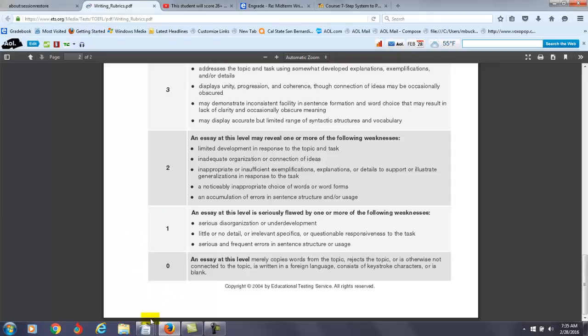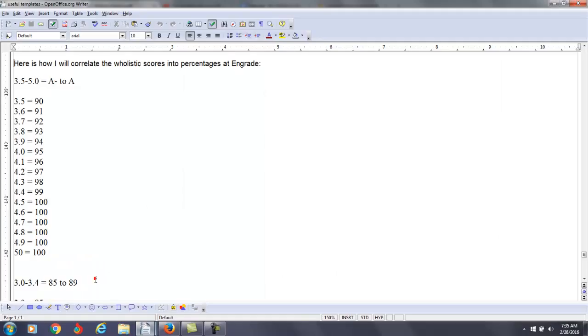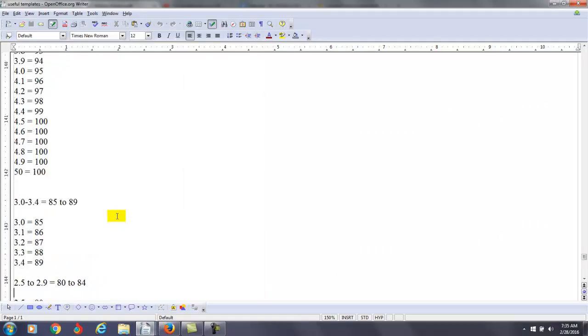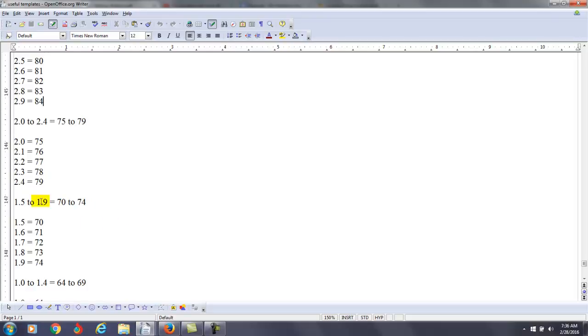And let's take a look here more specifically. I'm going to narrow down your grade even more here. So in the 2 range, yeah, I'm going to put you in the low 2 here at 2.0. This puts you at 75% out of 100. That's kind of where you are right now.